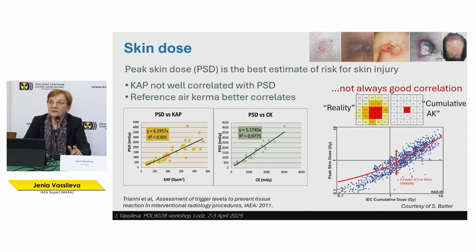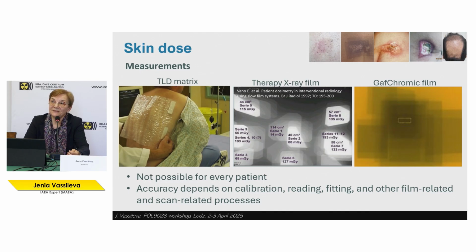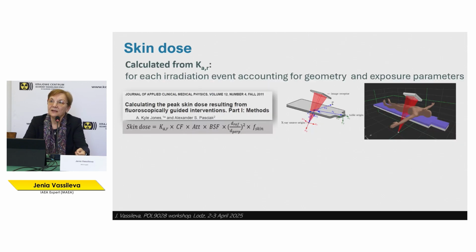So that's why having real skin dose is important. In the past, we used either TLD matrix or X-ray films to perform measurements. We put them under the patient's body, or Gafchromic films. But it's very difficult to perform for every patient. We usually did this for complex procedures, when we predicted that the procedure would be complex, and accuracy depends very much on how you calibrate this device.